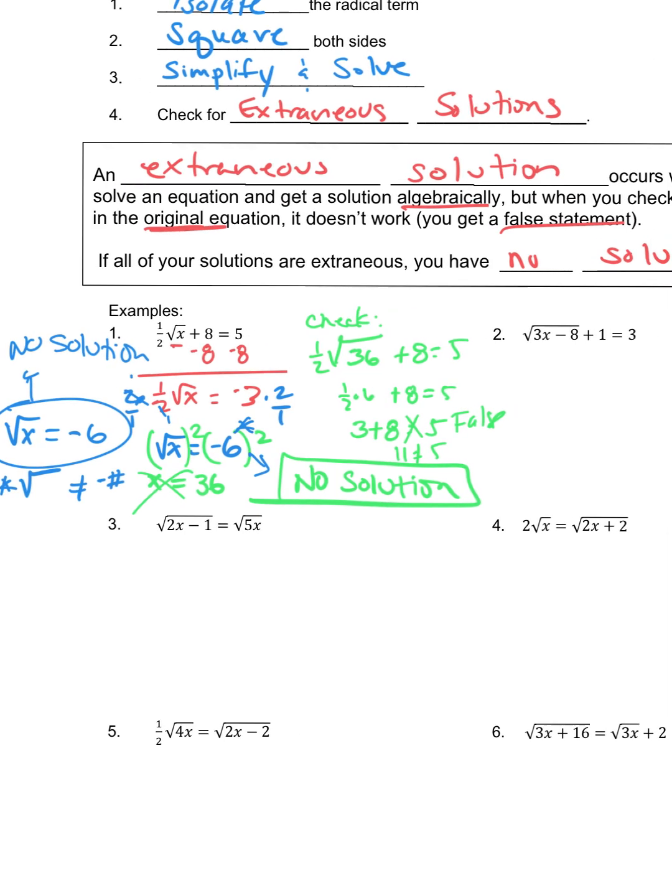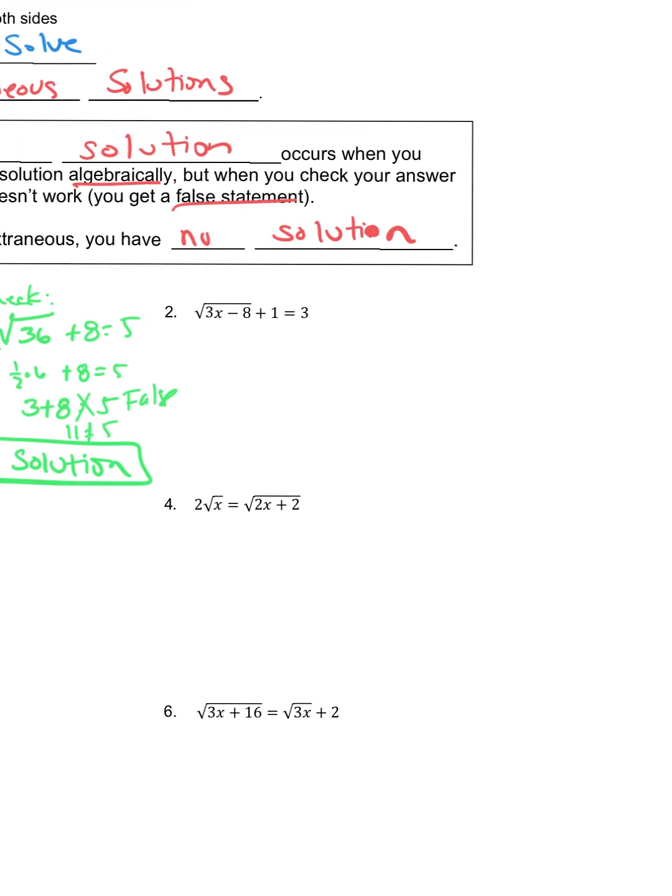Okay, let's go on to number 2. Again, we're going to have to isolate the radical. So it gives us the square root of 3x minus 8 equals 2. Square both sides, just following our steps. And then we get 3x minus 8 equals 4. Now solve for x. We're in step 3. So I'm going to add 8, add 8. So 3x equals 12. So x equals 4.